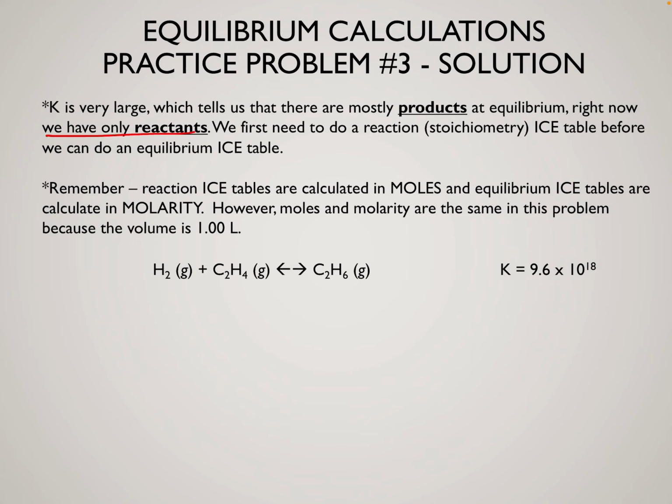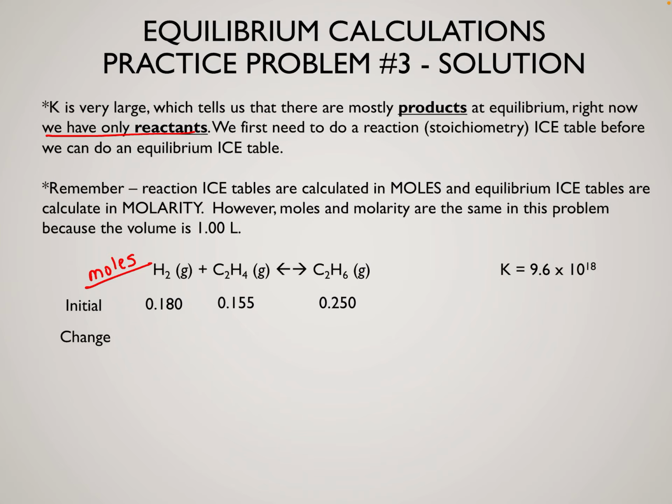So we need to do a reaction ice table first before we can do that equilibrium ice table. This one will be in moles because this is a reaction. When we do equilibrium, it's going to be in molarity. But like I said, because the volume is 1 liter in this problem, the numbers will be the same. Okay, so we're going to go through our initial amounts of moles for each one first.